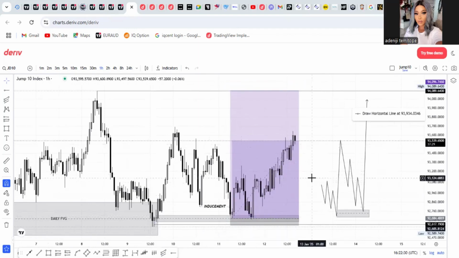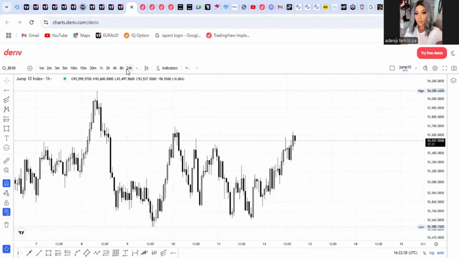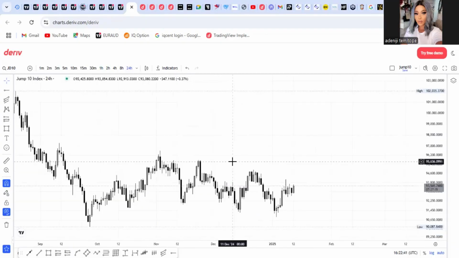First of all, I'll be hiding all of these objects so you can see it clearly on the daily. All right. Now, if you go to the daily time frame, I'm using the pair Jump 10 to do this analysis. This is to tell you that this particular pattern does not necessarily work only in the FOREX asset class or a specific asset class. You can use it on any asset class, either FOREX, indices, or even Deriv. You can even use it in the commodity asset class.